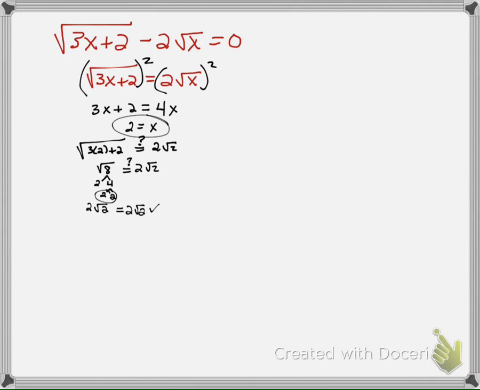All right. Let's try another one. X minus 4 is equal to square root of 2x.